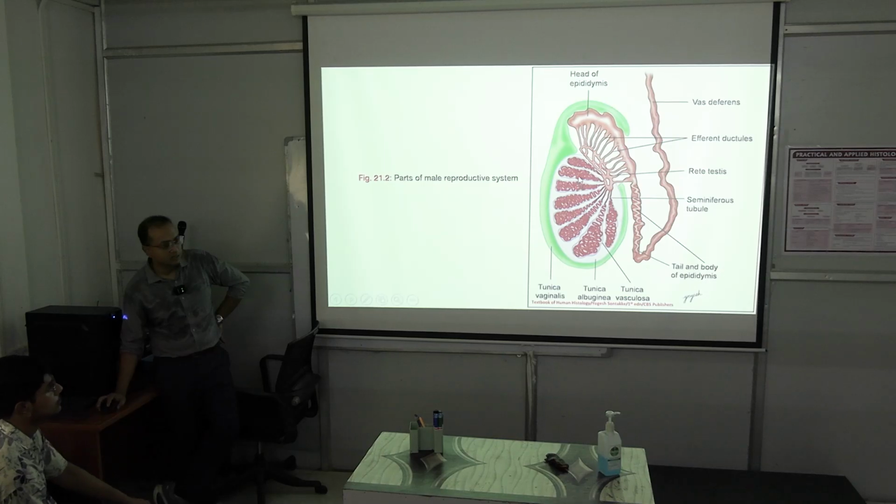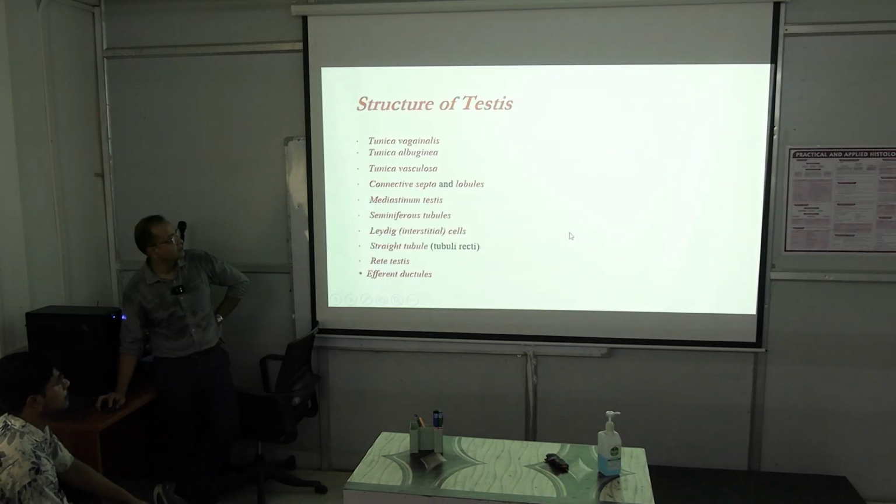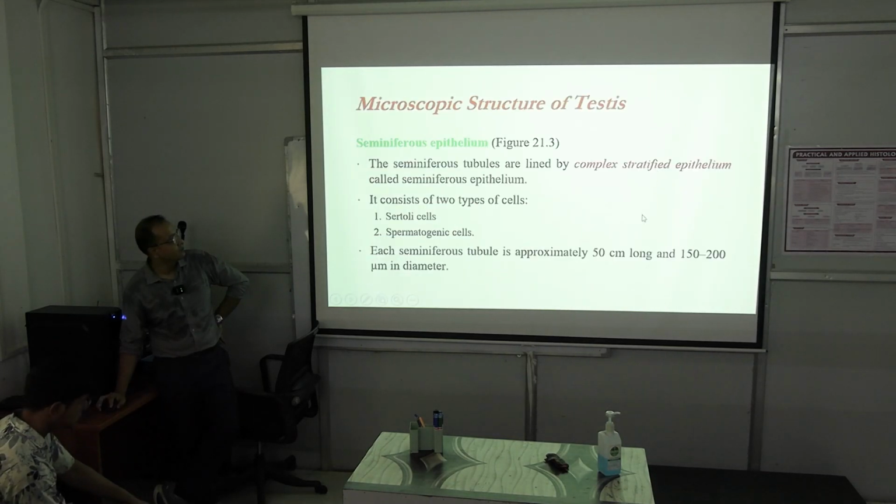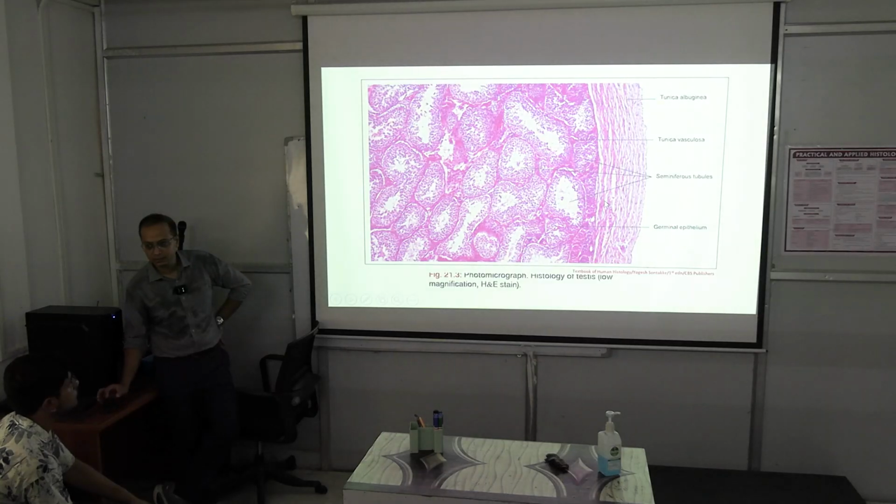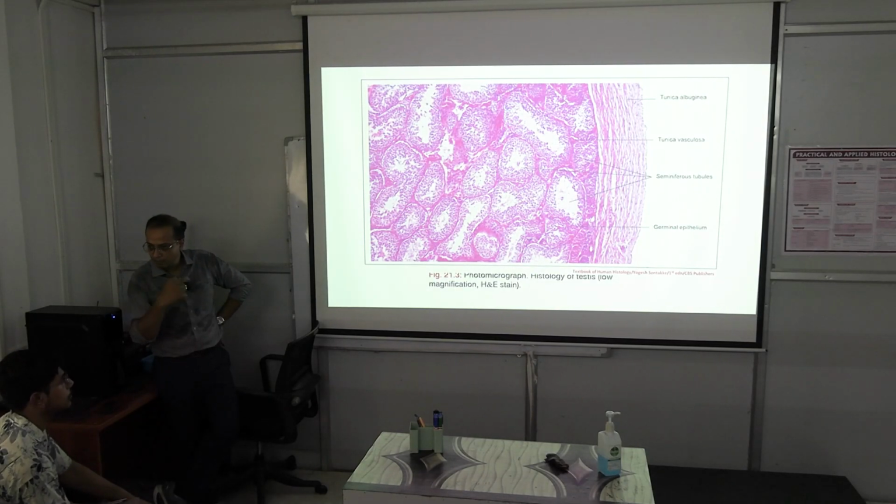Now, we cut this seminiferous tubule and look inside. This seminiferous tubule has two kinds of cells. One is migratory cells, which we call germ cells. They come from the yolk sac, migrating in here. The other is residential cells, the Sertoli cells.